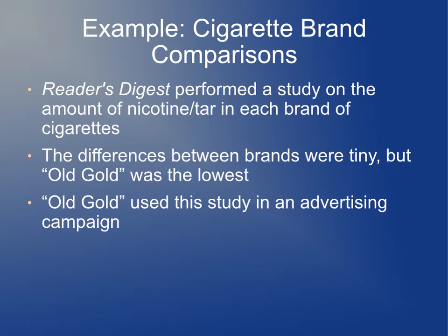An example that seems kind of silly, but actually happened once, is that once upon a time, Reader's Digest performed a study on the amount of nicotine and tar in various brands of cigarettes. And they basically found no differences whatsoever, but Old Gold won by a hair, having a slightly lower amount of nicotine than other brands. So they used this as an advertising campaign, even though the difference between the amount of nicotine in Old Gold and the amount of nicotine in other brands was within the margin of error of the study.